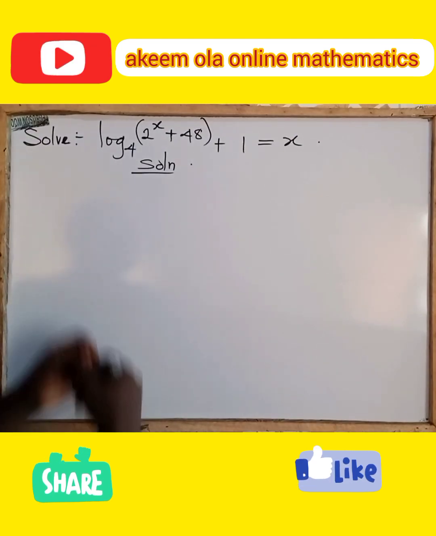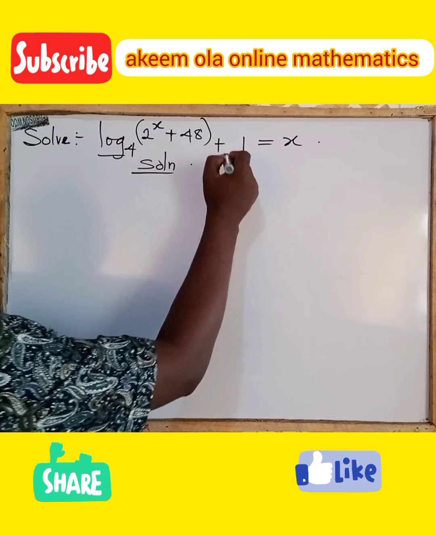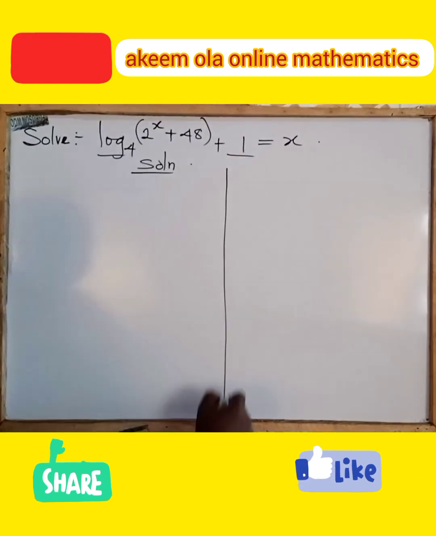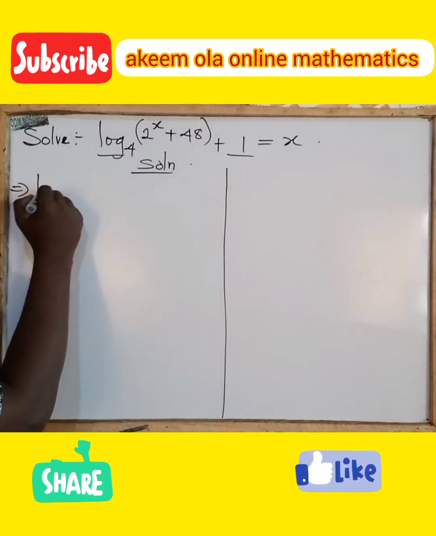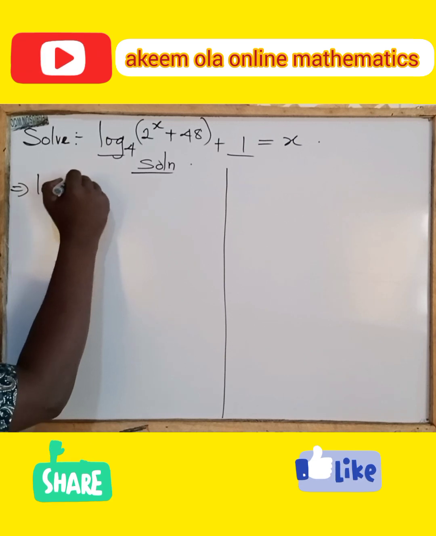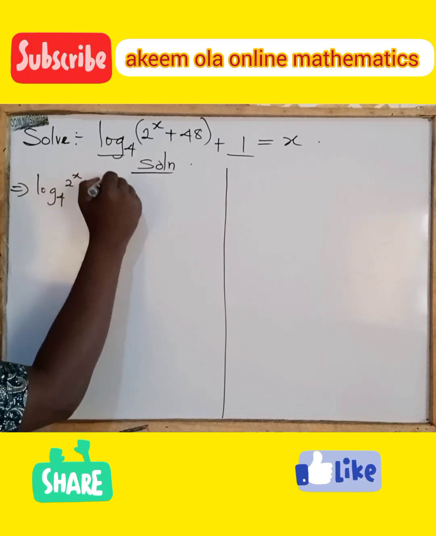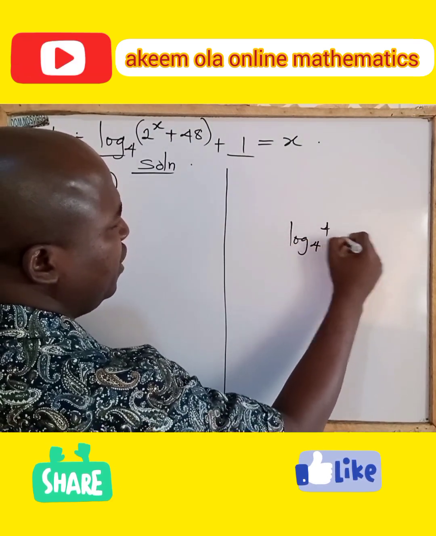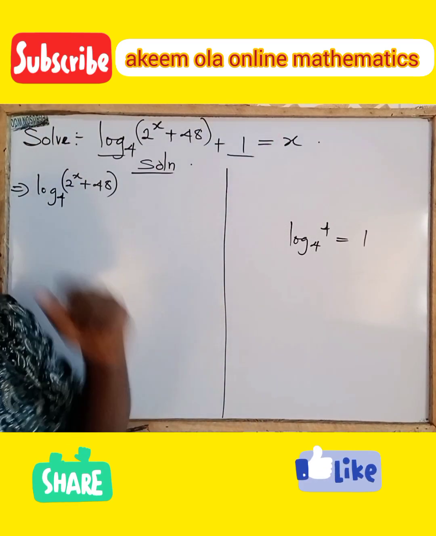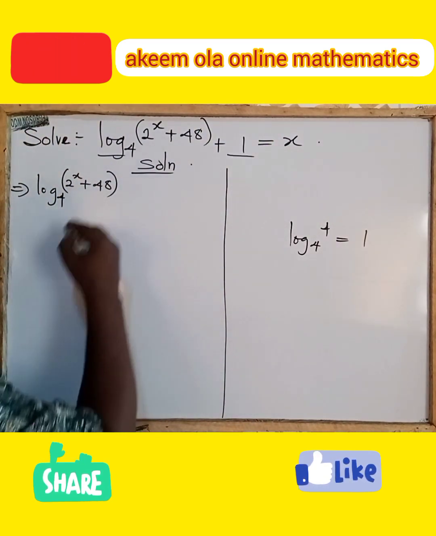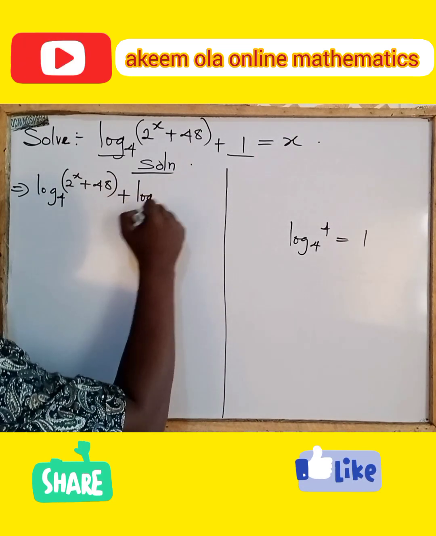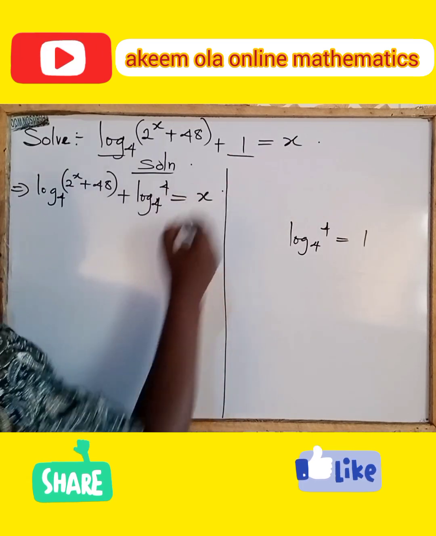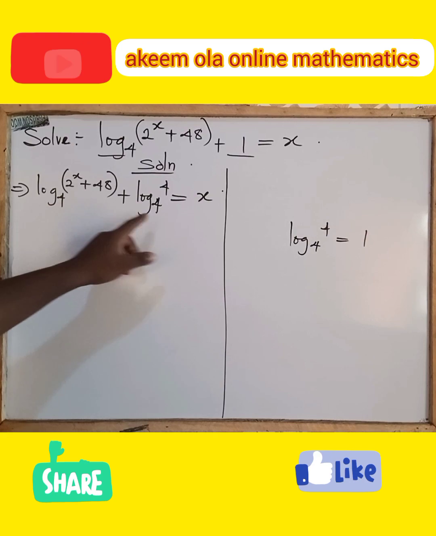We can make these two terms, this one and this, to have the same base. If we do that, we are going to have something like this: log 4 of 2 raised to power x plus 48. Since the base is 4, log 4 of 4 will be equal to 1. So I will make this one equal to 1, and then I am going to have plus log 4 is equal to what we have here, x. Now, the bases are the same.